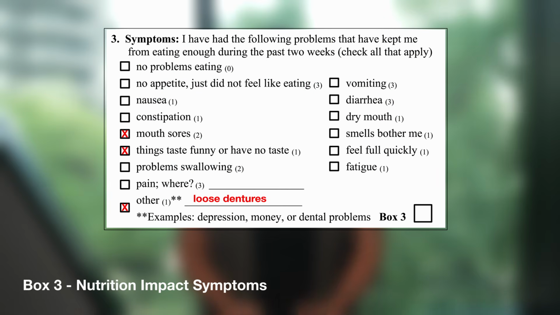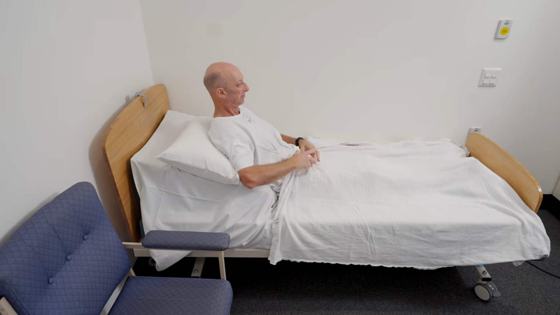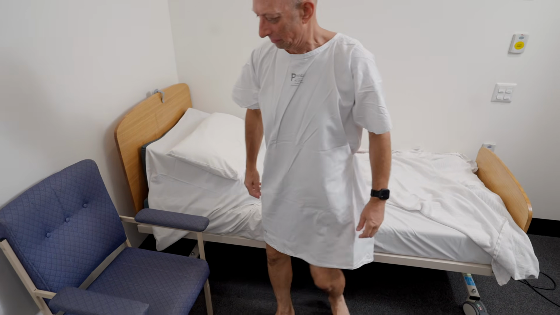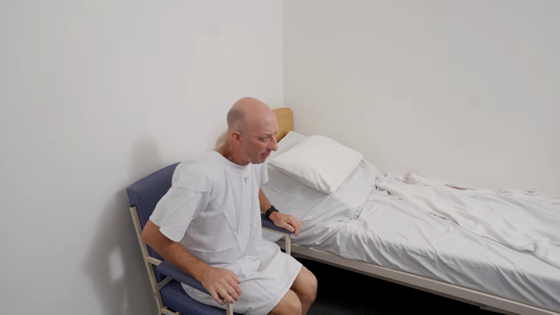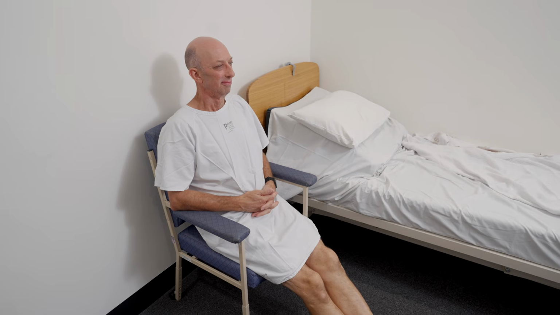If there is a significant symptom or symptoms such as depression, dental problems, or food insecurity impacting nutritional adequacy, include these as other. As for Box 1, scoring for Box 3 is additive. Add the points for all relevant symptoms selected and record the total in Box 3. Box 4 assesses the patient's activity level and functional capacity over the past month and is based on a patient version of the Eastern Cooperative Oncology Group, or ECOG, performance status.